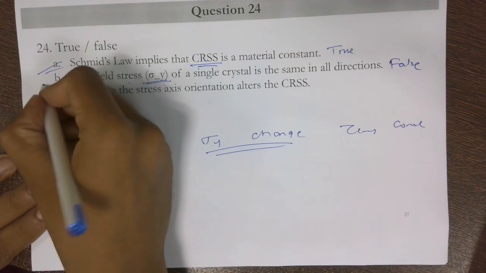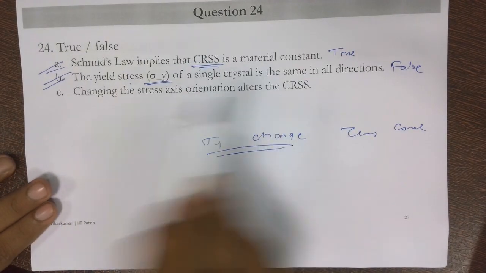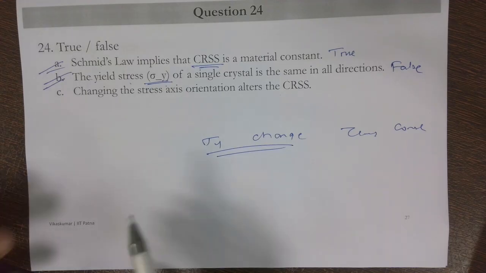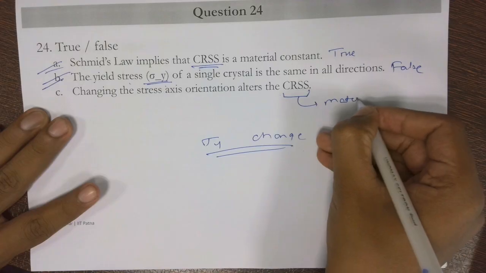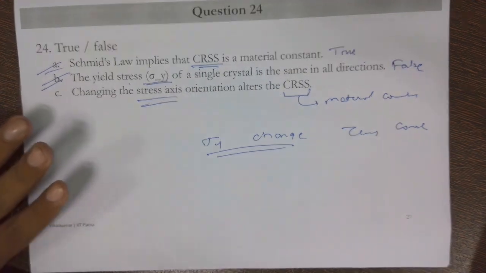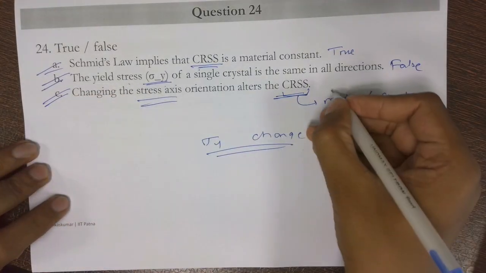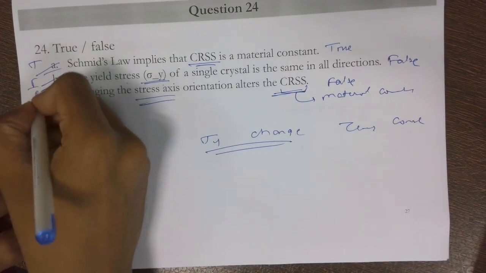Option B is true: changing the stress axis orientation alters the CRSS. Here, if we change the stress axis orientation, it will alter the CRSS. Just now we discussed that CRSS is a material constant. If you change the stress axis, it doesn't have to do anything; it will remain constant. So we can say that it's false.